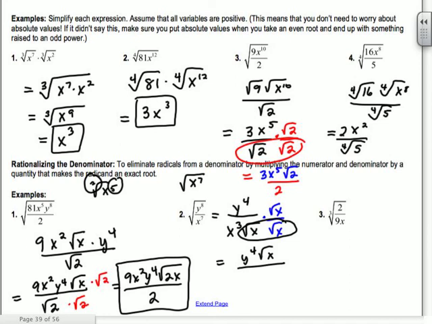Okay, so I have x cubed times x. So I get x to the fourth, and that's your answer. Notice I'm always writing the square root part on the end, like on the far right side. I do that for a reason, because some people's square roots get a little crazy.